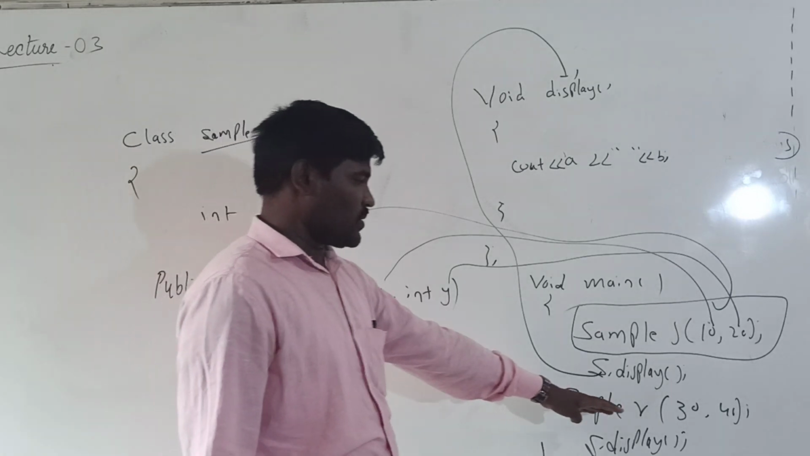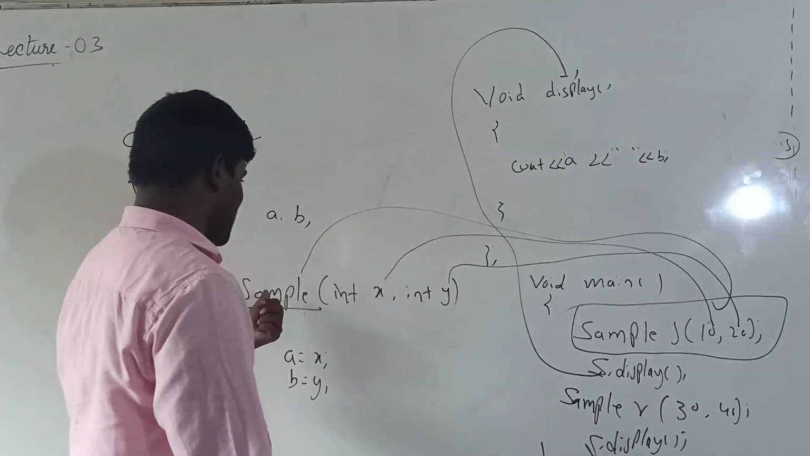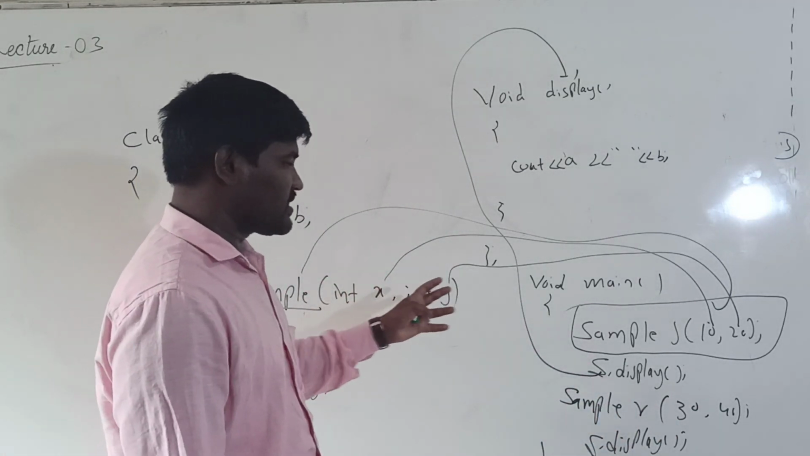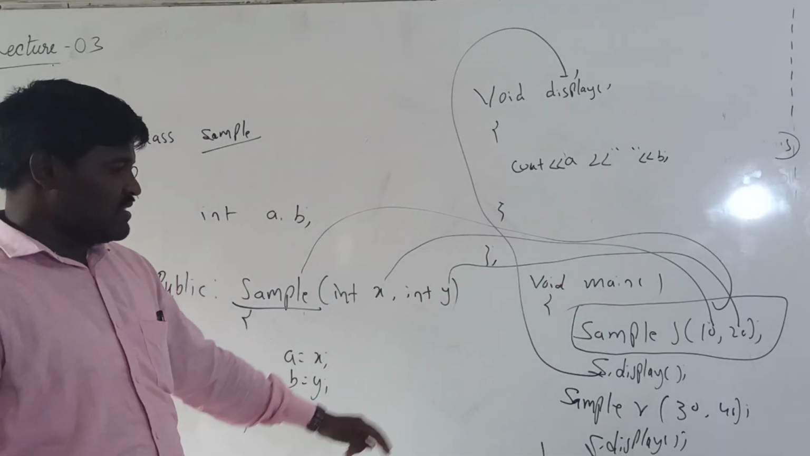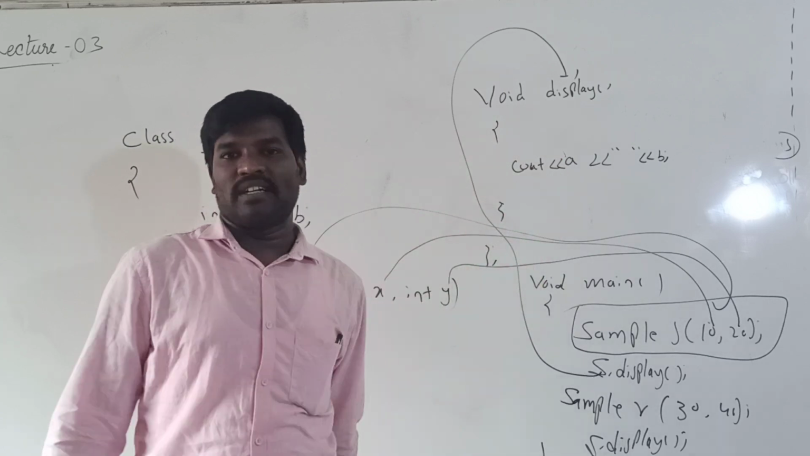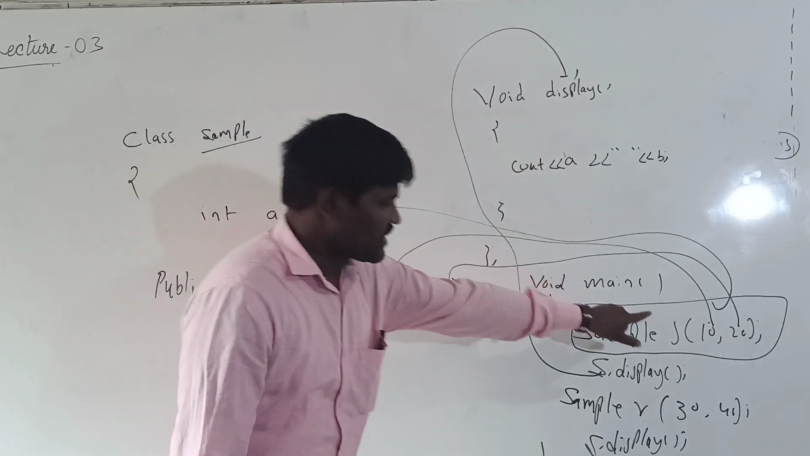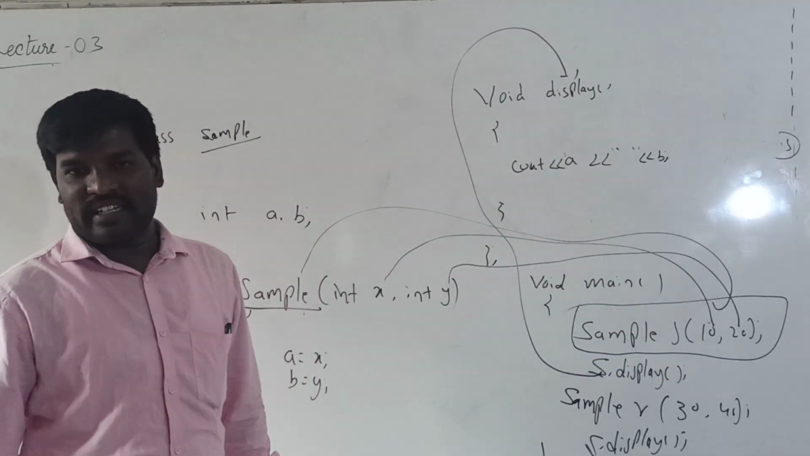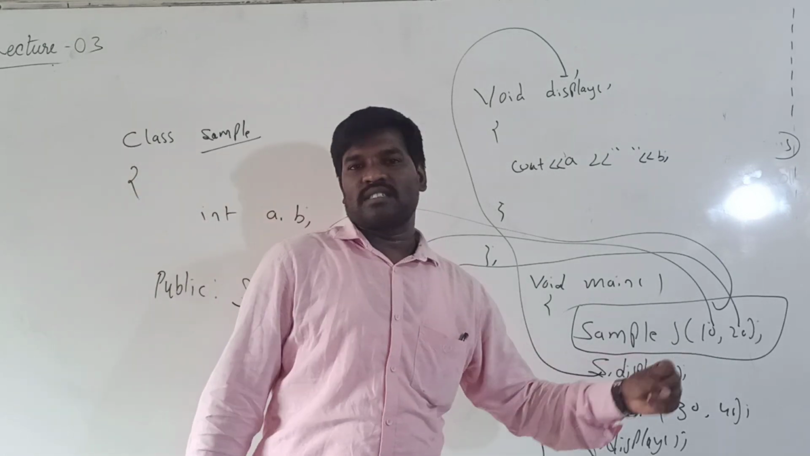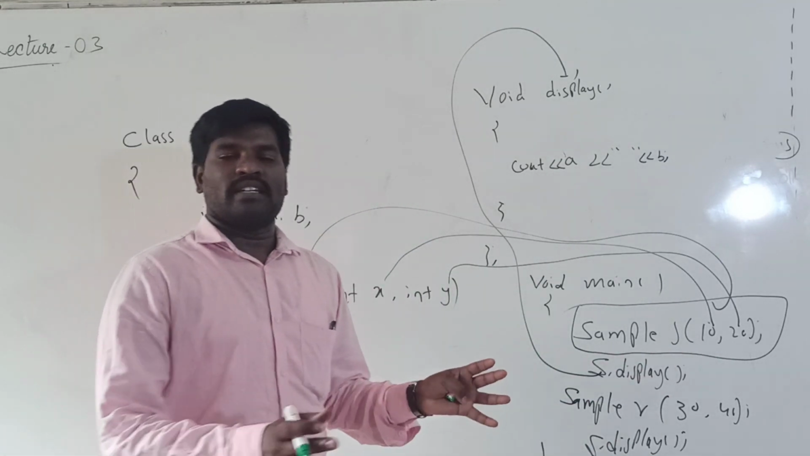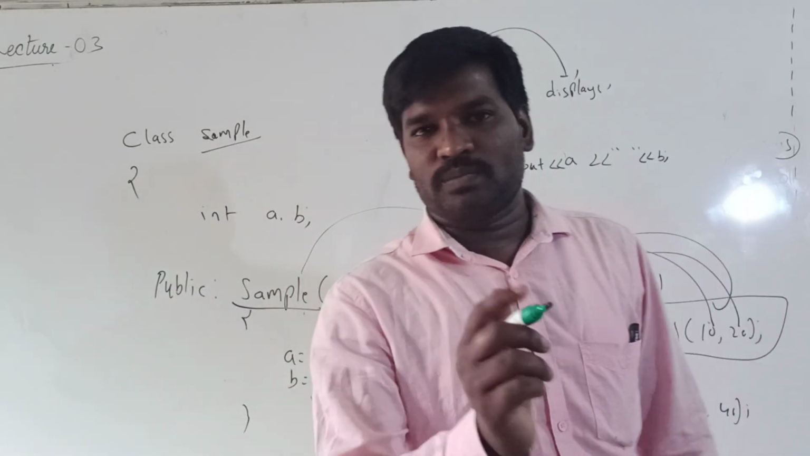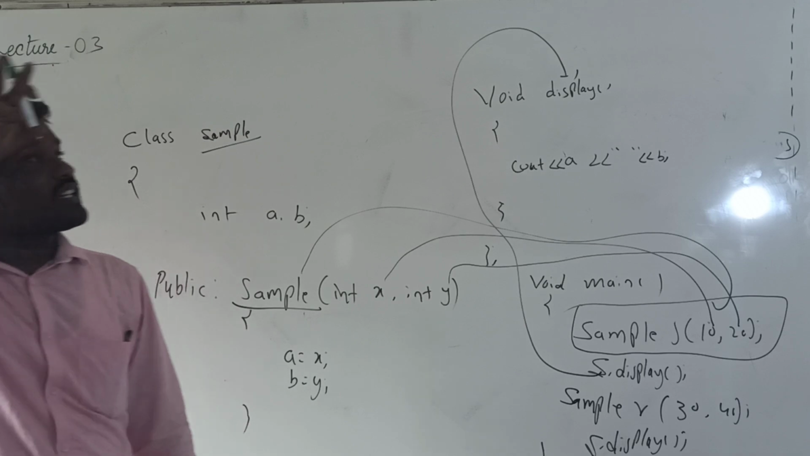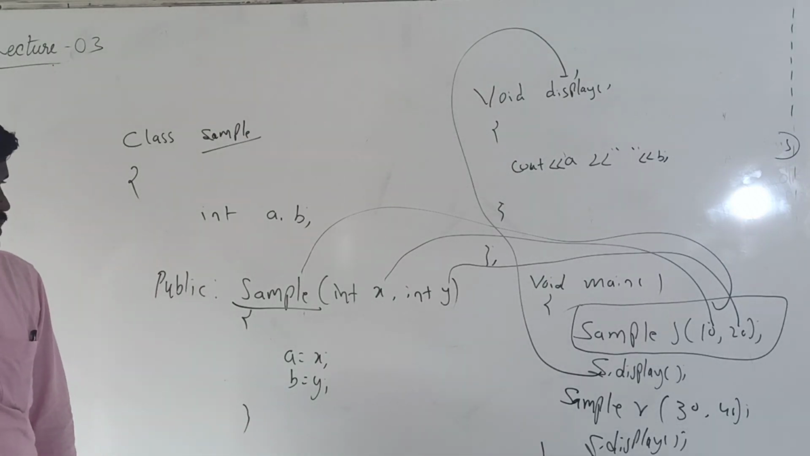sample r(30, 40) means again it will call the constructor. 30 is stored in x and 40 is stored in y. 30 and 40 are assigned to a and b. Finally r.display means it will print 30 and 40. Here the s object consists of 10 and 20 and the r object consists of 30 and 40. The main advantage of using the parameterized constructor is that different objects with different initial values are possible.